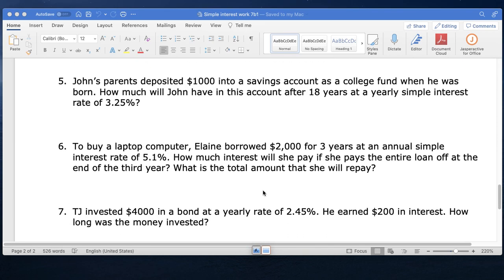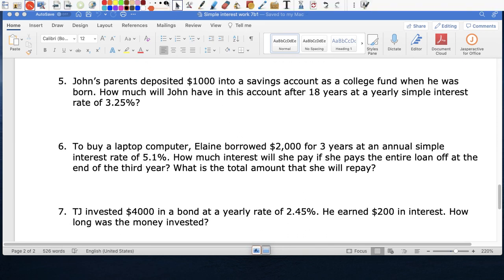John's parents deposited $1,000 in a savings account out of the college fund the day he was born. How much will he have in his account 18 years after at a yearly simple interest of 3.25%? So when we talk about compounding money, you'll see what difference that's going to make, right? So here we go. I equals PRT. Parents put $1,000. The interest rate was 0.0325, and they left it there for 18 years. So at the end of 18 years, John's going to go to the bank and say, hey, let me see my balance.